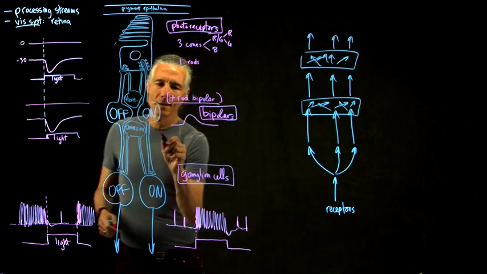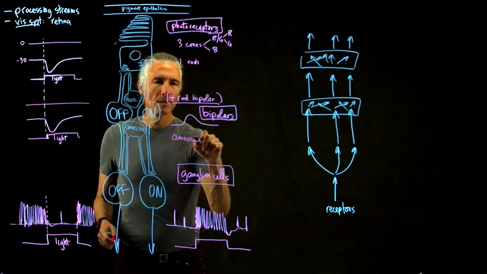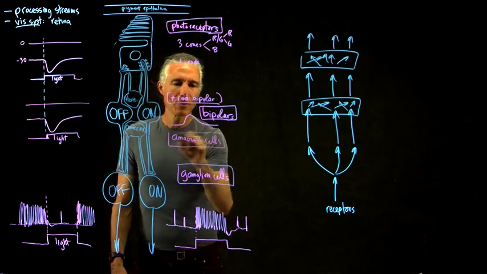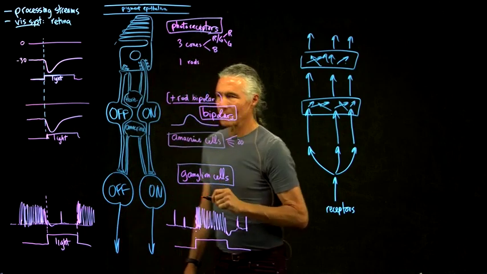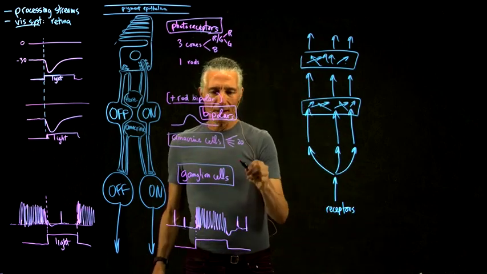So these guys are amacrine cells. And there's a lot of those. There's maybe like 20 types of these. It's very differentiated. All those 20 types tile the retina.